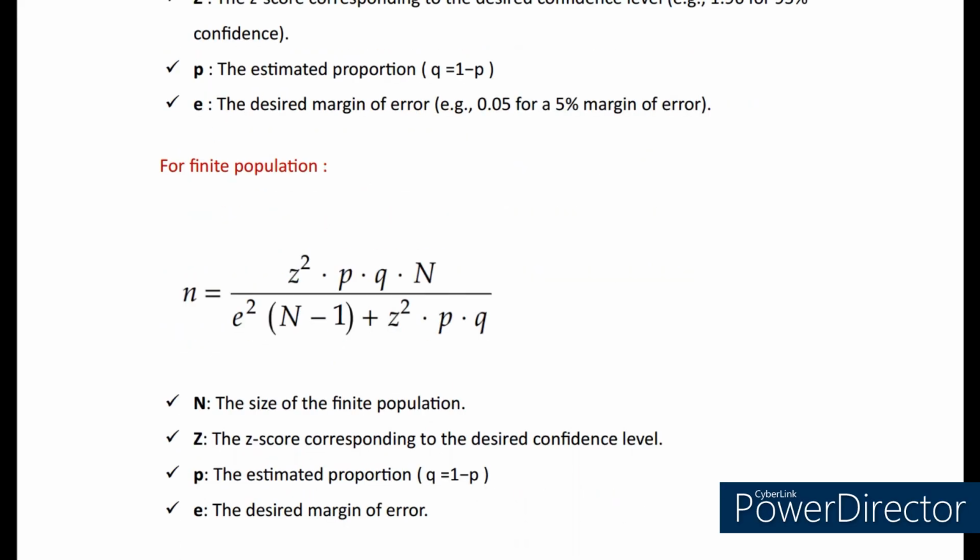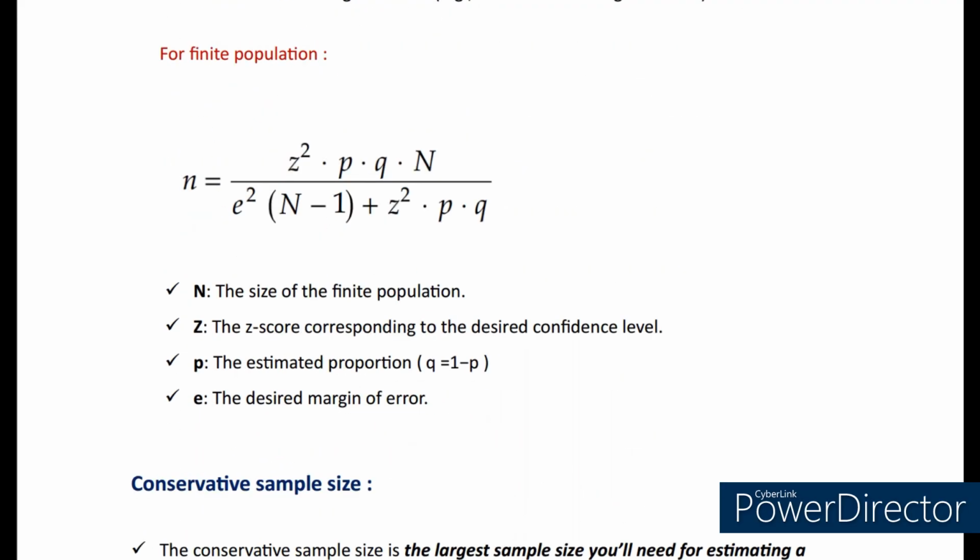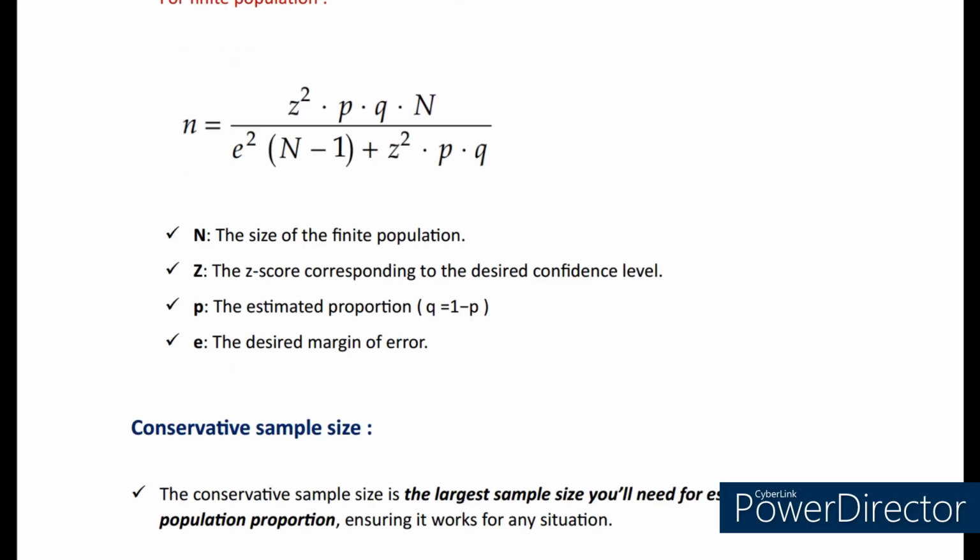So for finite population, the sample size calculation formula will be z squared multiplied by p multiplied by q multiplied by capital N, divided by e squared multiplied by (capital N minus 1) plus z squared into p into q. So what is capital N? Capital N is nothing but the size of the finite population. And Z, we already know, is the Z score corresponding to the desired confidence level. P, we know, is the estimated proportion. The Q value will be nothing but 1 minus P. And E is nothing but the desired margin of error.